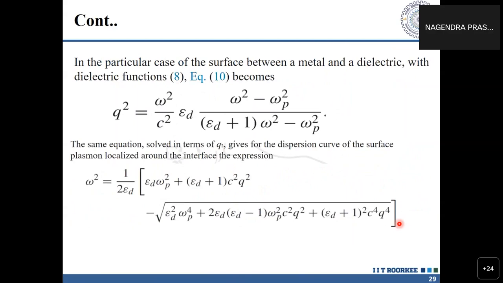So in the particular case of a surface between a metal and a dielectric, with the dielectric function in equation 8 and equation 10, you can write q square equal to omega square by c square, epsilon d omega square minus omega p square, divided by epsilon d plus 1 omega square minus omega p square. The same equation solved in terms of q gives the dispersion curve of the surface plasmon localized around the interface. This is the dispersion relation.